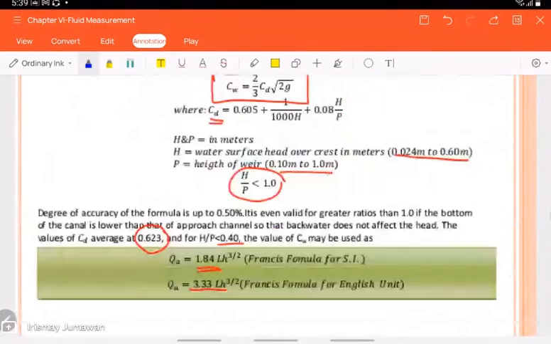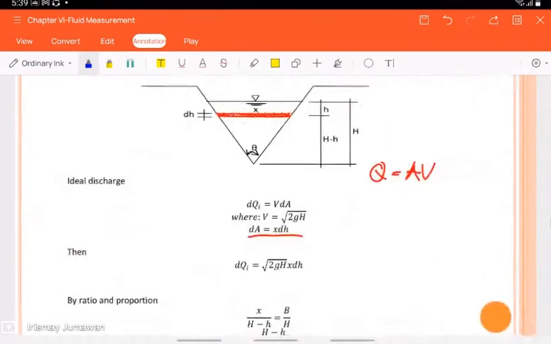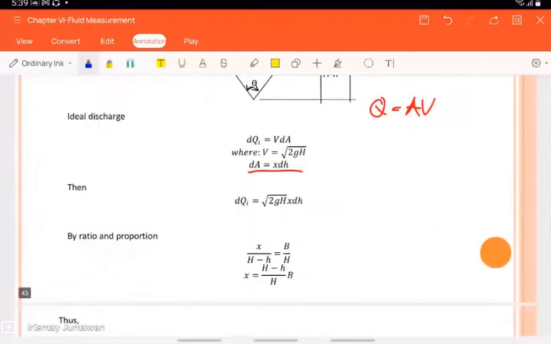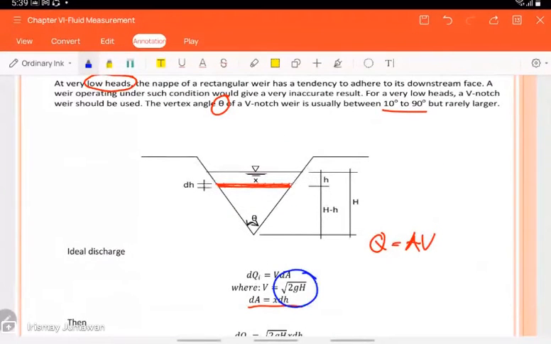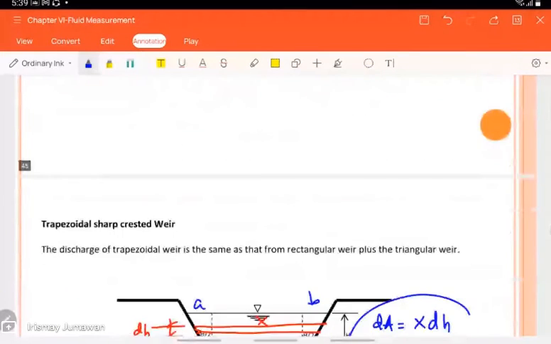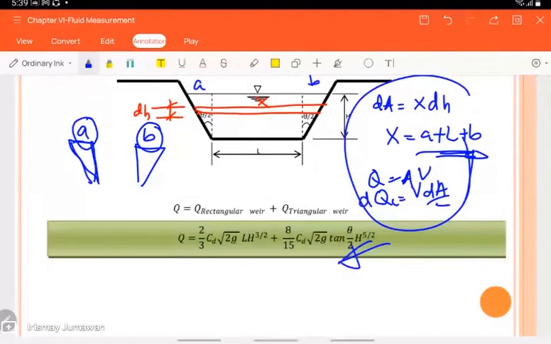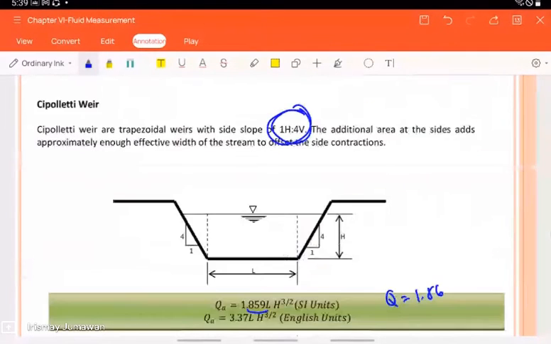Maybe you will ask, for the triangular, ma'am, when we derive, what is the value? Still equal to the square root of 2GH. And also for trapezoidal, when we substitute here, the velocity is equal to the square root of 2GH from the theory of the orifice. So an orifice is just either a wall or a plate. You have the opening. It can be trapezoidal, rectangular. So that is how we derive the velocity, square root of 2GH.